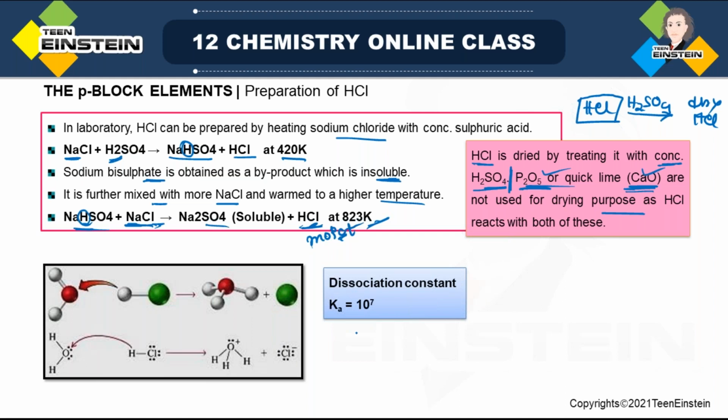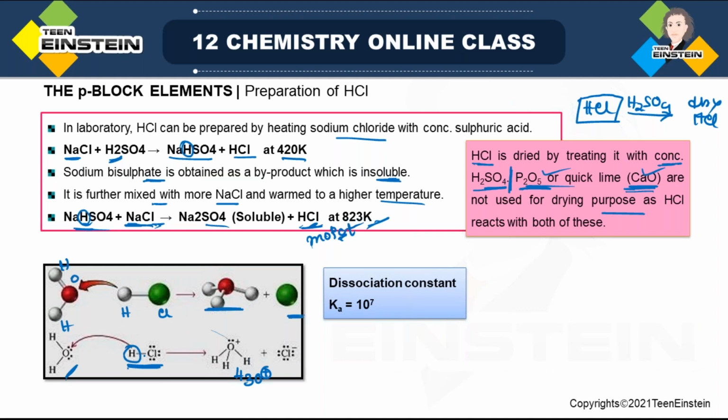Next we will see its acidic property. When you add HCl to water, this is the water molecule. Now this hydrogen will be captured by the lone pair of oxygen. Now what you are getting is H3O plus, which is known as hydronium ion. And here we also have this ball and stick model. This is H, this is Cl, and you are getting hydronium ion. This is the hydronium ion, and this is Cl minus.